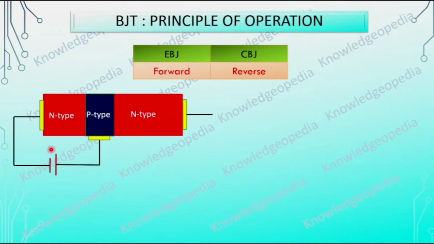So here this is the applied voltage. This negative side of the potential is connected to the N terminal of the junction and this positive terminal of the battery is connected to the P side. Now coming to the second one, that is the collector base junction. This should be reverse biased. Collector base junction means this one, right? And this should be reverse biased.